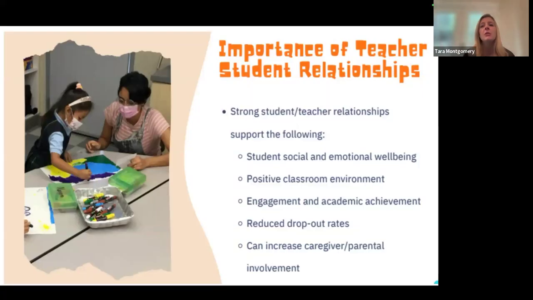The importance of teacher student relationships. Again, we know we want to always build good relationships with our students. It creates a more positive classroom environment. Students will be, again, they want to please you. If you have a good relationship with your students, they are willing to go that extra mile for you. They are willing to put in their best work, their best effort to please you. It reduces dropout rates. It can increase caregiver and parental involvement, and it's just better socially and emotionally for our students.